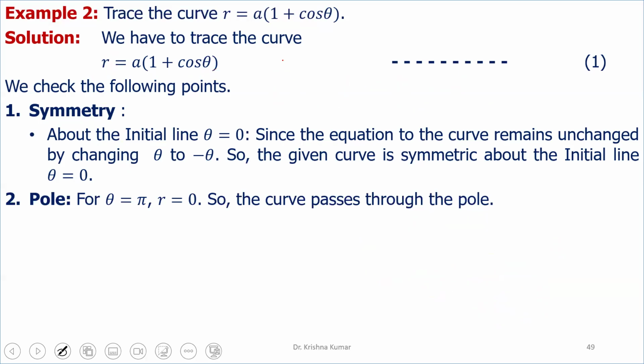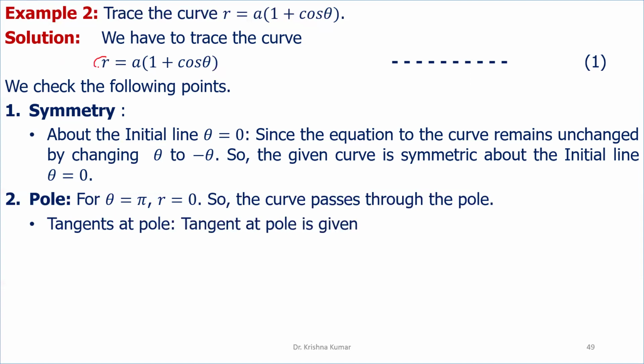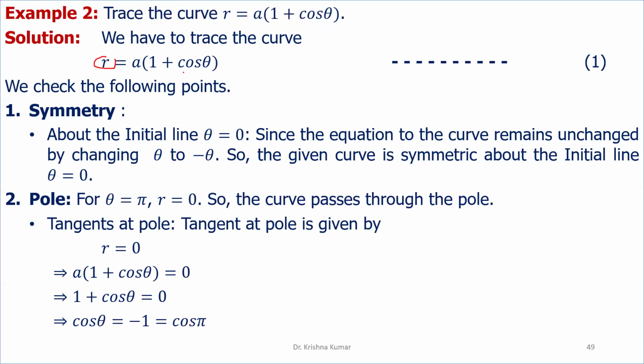Now the second point comes: if the curve passes through the pole, what is the tangent at the pole? To find the tangent at the pole, we just put r equals 0, then we get the value of theta, which is the tangent at the pole. We have already done this: a times (1 plus cos theta) equals 0, which gives 1 plus cos theta equals 0, and cos theta equals minus 1, which is cos pi, and hence theta equals pi is the tangent at the pole.